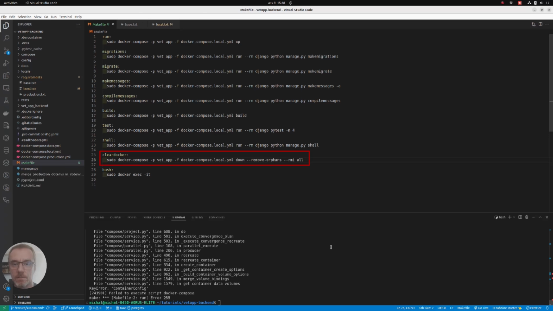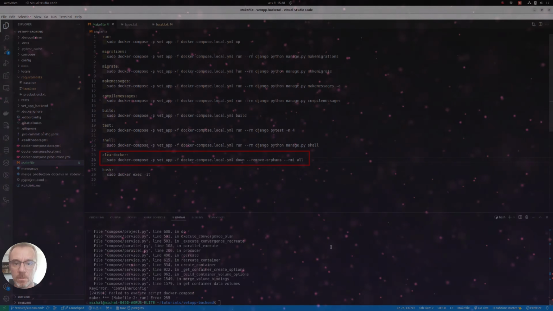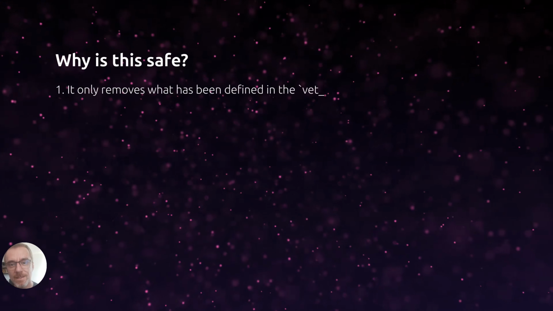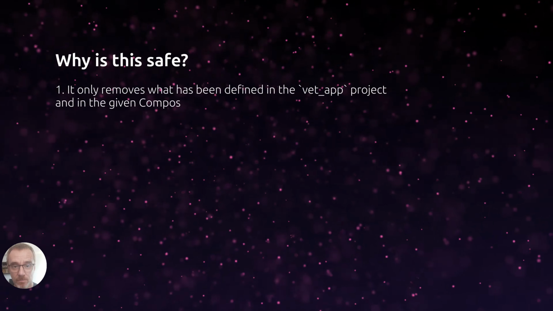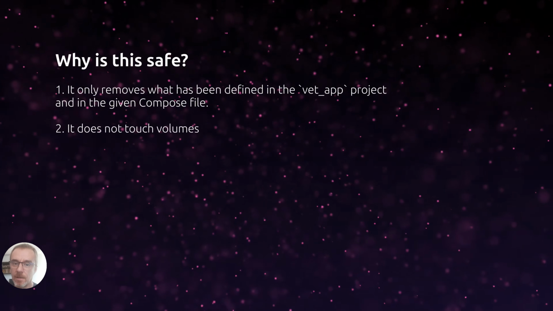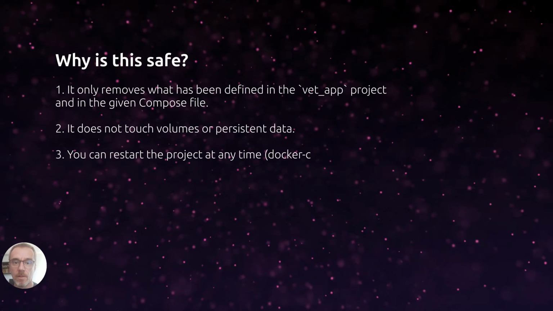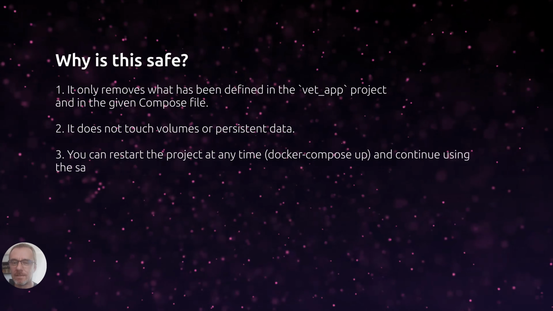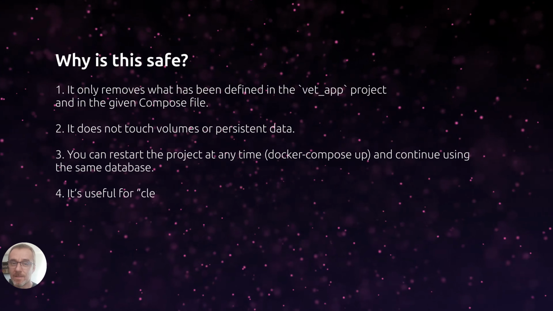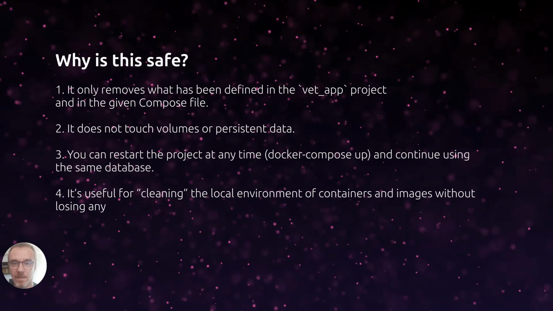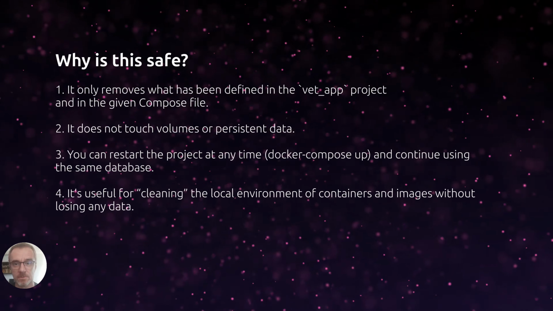Next, the --rmi all flag removes all images associated with this project, both locally built ones and those pulled from the registry. And now the key question, why is it safe? Because this command only removes containers and application files. It does not remove volumes such as our database. To remove volumes, we would need to add the --volumes flag. If we did that, we would lose all our local data and would have to re-enter it from scratch.